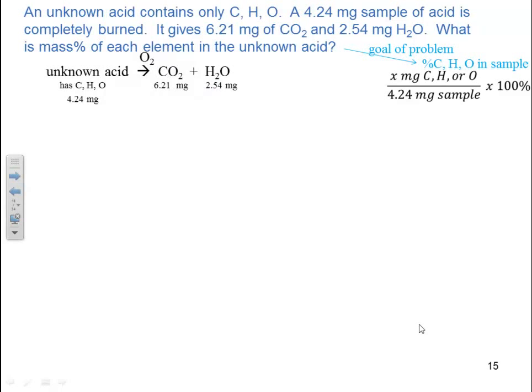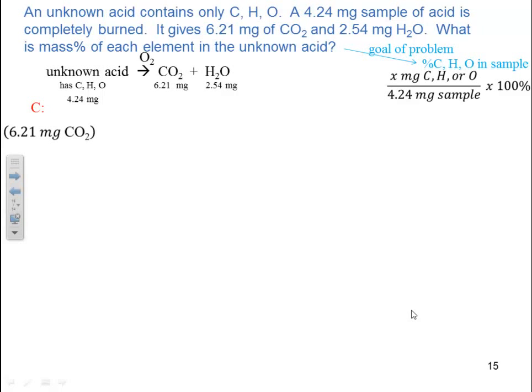So what we're going to do is start off with our carbon, and let's figure out how much carbon there is in milligrams from this combustion. So I'll start off with my 6.21 milligrams of CO2, because all my carbon from my unknown acid is now in the form of CO2 after this combustion is complete. Now, my goal here is to get to milligrams of carbon, so I go through CO2 to carbon.